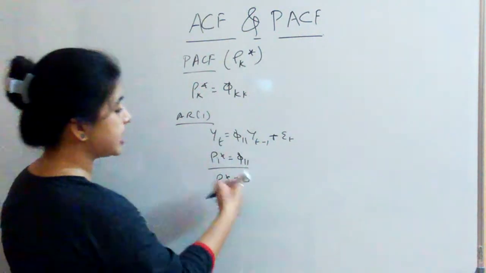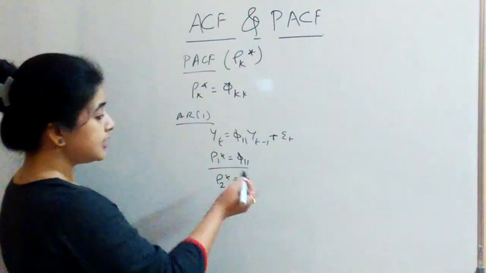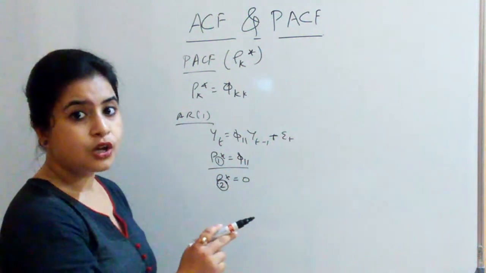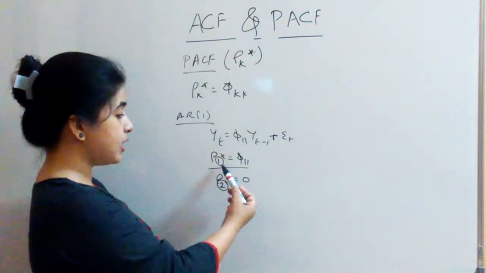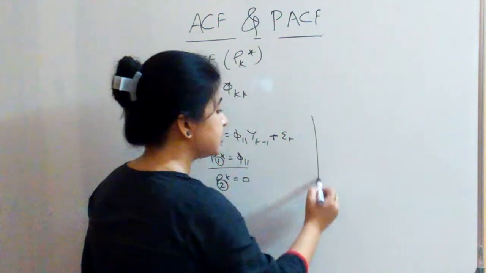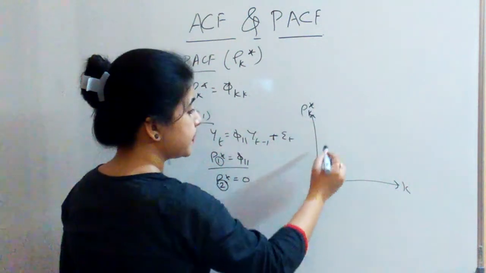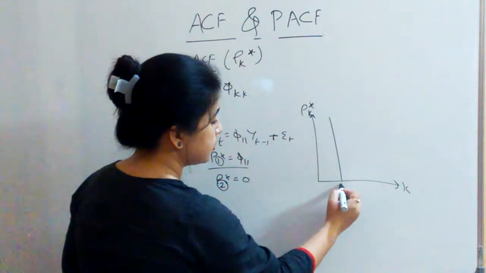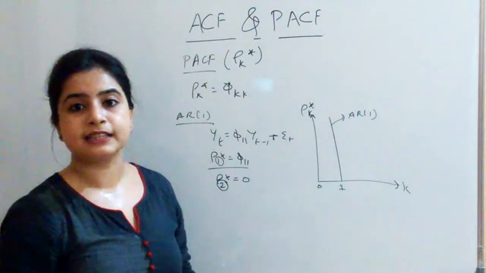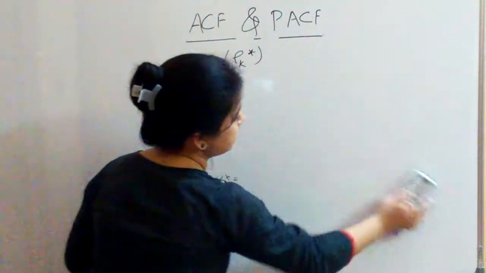If I am doing rho 2 star, that is equal to 0 because we do not have the second lag length. Here we find that if the lag length is equal to 1, we have a value, but once the lag length is greater than 1, it suddenly drops down to 0. So if you measure k here and rho k star over here, the partial autocorrelation function of the AR series looks like this, suddenly dropping down to 0.